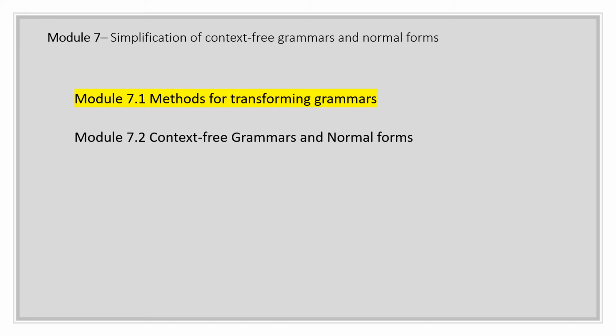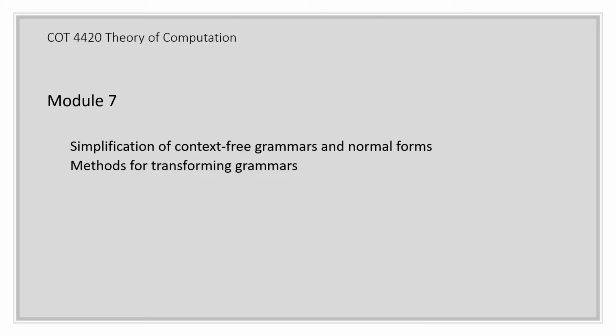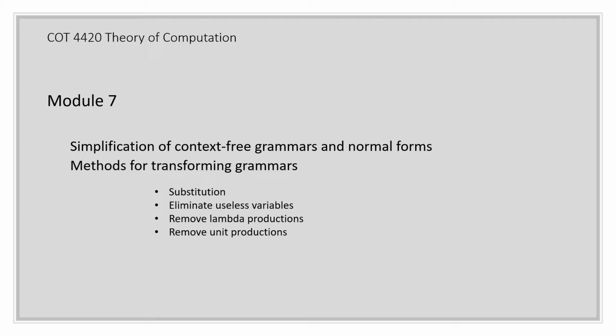All right, welcome. In this video, we're going to go over some methods for transforming grammars. So we have context-free grammars, and we're going to go over some of these methods right here. The first one is substitution, then eliminating useless variables, removing lambda productions, and removing unit productions. So let's get started on how to simplify and transform these grammars.